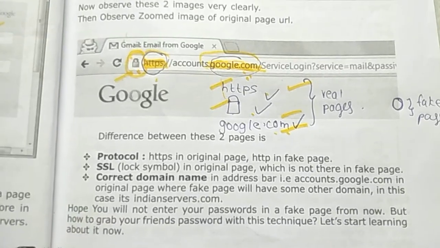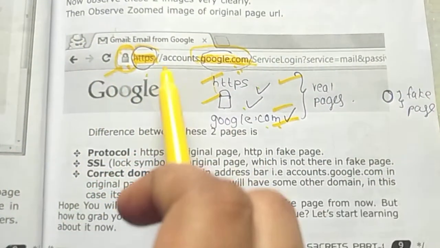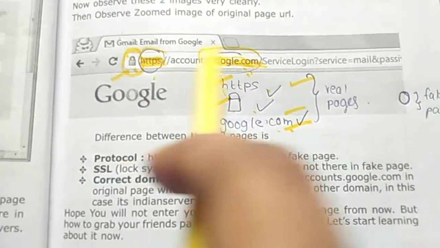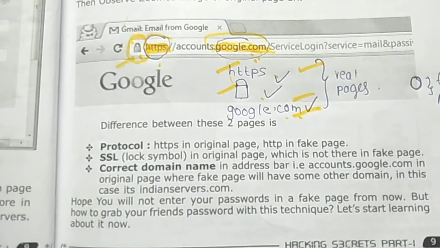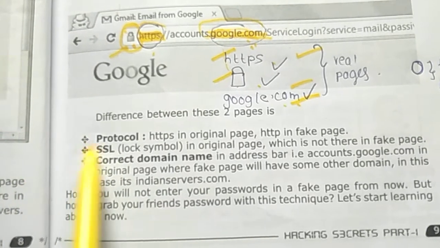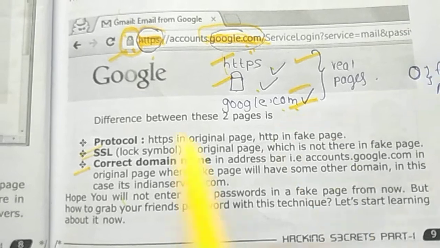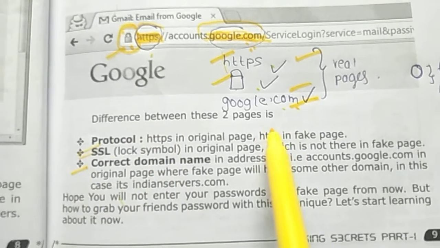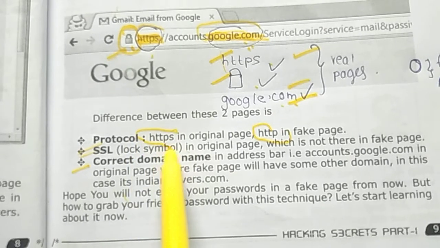So whenever we open Chrome or Google, at the top of the page you can observe this box. So first, to identify fake pages there are mainly 3 things. One is protocol, one is SSL, and the other is correct domain name. So what is this protocol? In fake pages there will be HTTP, but in the original page there will be HTTPS.